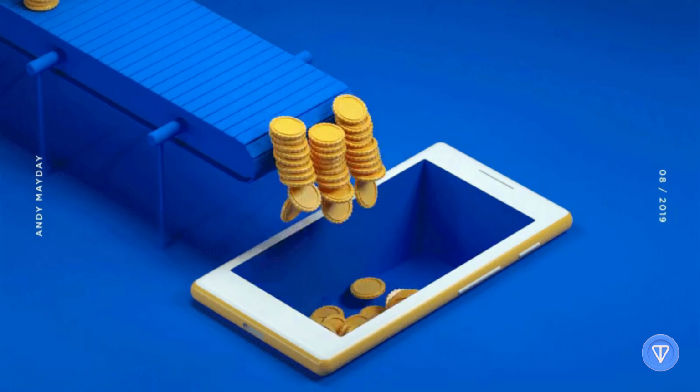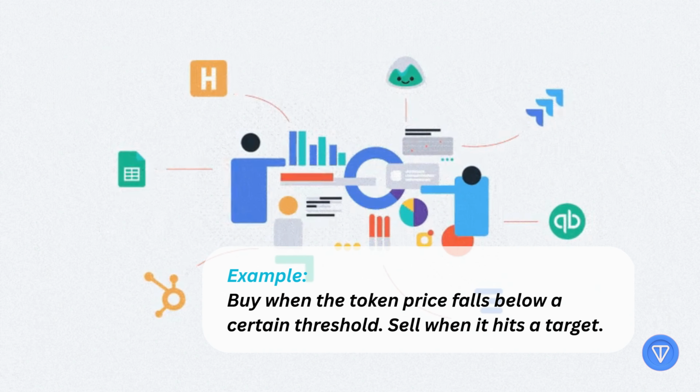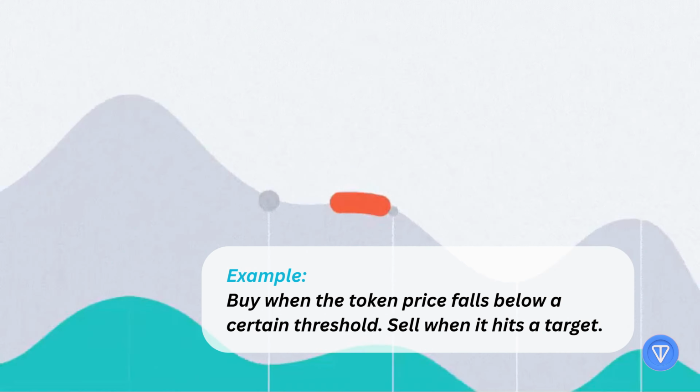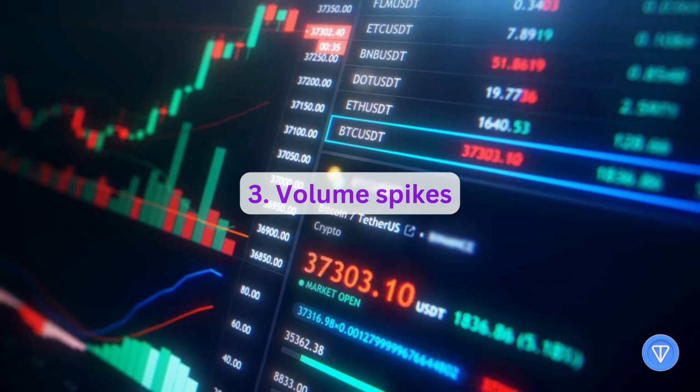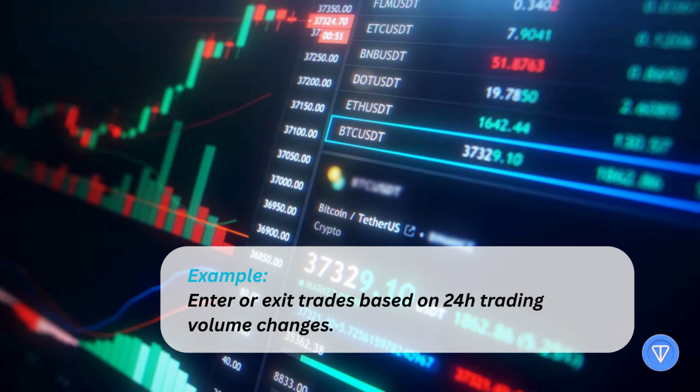Let's explore how the trading logic works. You can automate trades based on 1. Price-based triggers. Example, buy when the token price falls below a certain threshold. Sell when it hits a target. 2. Technical indicators, like RSI. Buy when RSI is under 30. Sell when it's above 70. 3. Volume spikes. Enter or exit trades based on 24-hour trading volume changes.